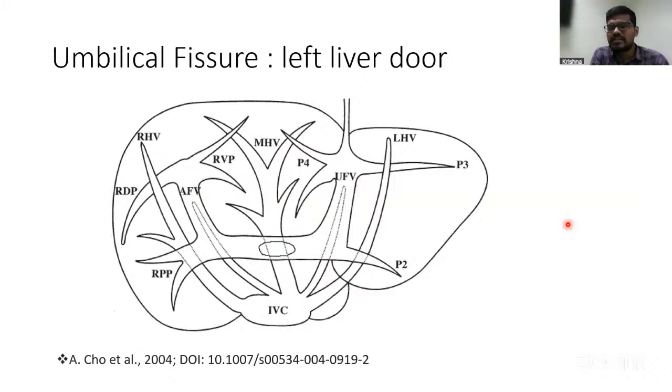So the next external landmark is the umbilical fissure. This is an external landmark which will have an umbilical fissural vein most of the time. It will divide the left lobe into segments 2, 3 and segment 4. So with dissection along this Glissonian pedicle, isolation of the segment 2 and segment 3 pedicles is possible, which will help in segmentectomies and sectionectomies.